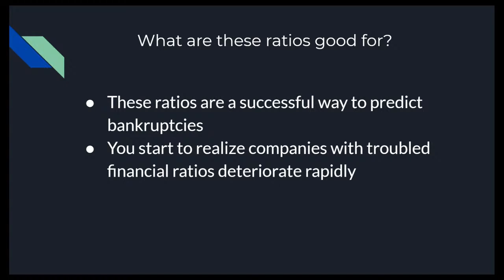And the ratios that we discussed before, I'm not sure why it's on this slide, but the PE ratios and these ratios are a successful way to predict bankruptcies. You start to realize companies with troubled financial ratios are deteriorating rapidly. When you have all these numbers lined up, you can really understand how successful a company is, or if it's a failure. And that is it.